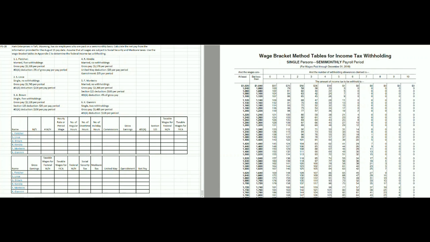This is a video walkthrough for problem 5-2B. Hark Enterprises is located in Taft, Wyoming, and has 6 employees who are paid on a semi-monthly basis. Here we will calculate the net pay from the information provided for the August 15th pay date, assuming all wages are subject to Social Security and Medicare taxes, and using the wage bracket tables in Appendix C to determine federal income tax withholding.